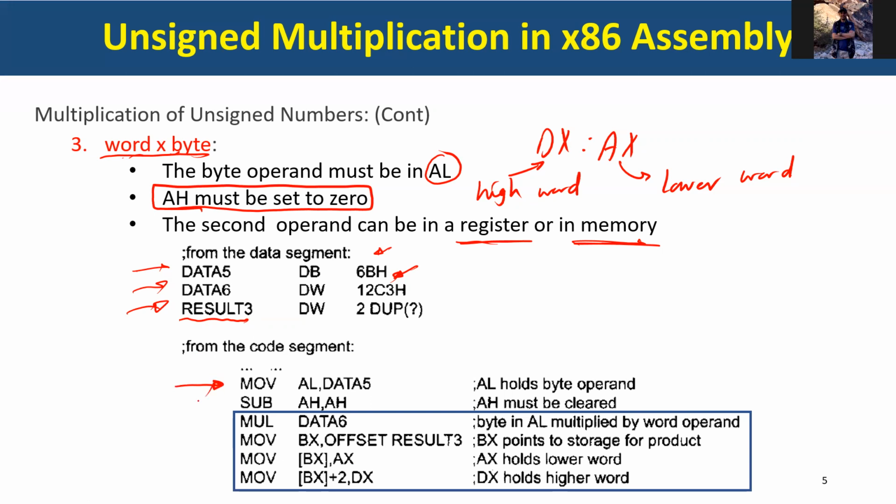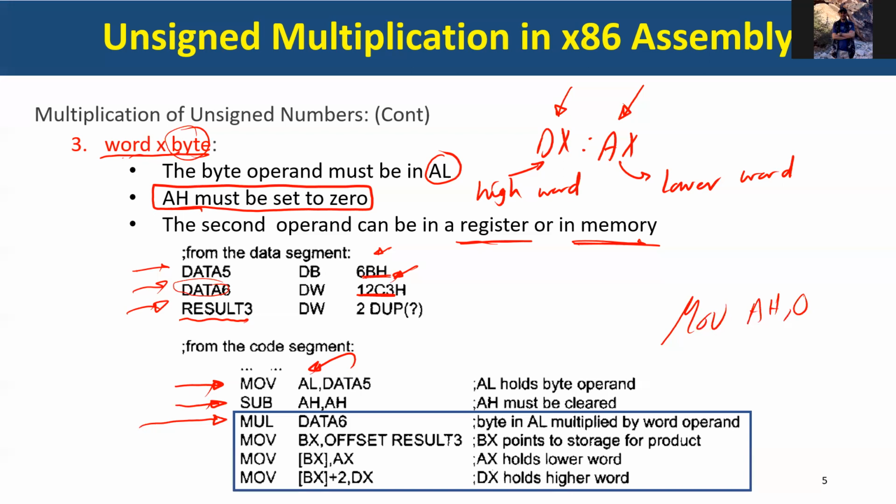Okay, so let's see. The first instruction here: move data 5 to AL. So this is the byte, and we should clear or set AH to 0. One of the ways is to subtract AH from itself. You can also say move AH, 0. That's also okay. Then you make the multiplication: mul data 6. That means multiply data 6 by AL. And the result, as we said, will be in DX, the most significant word, and the least significant word will be in AX.